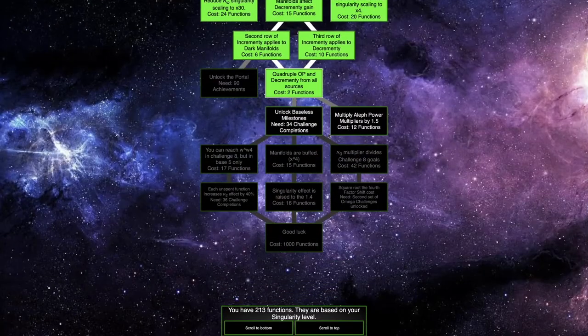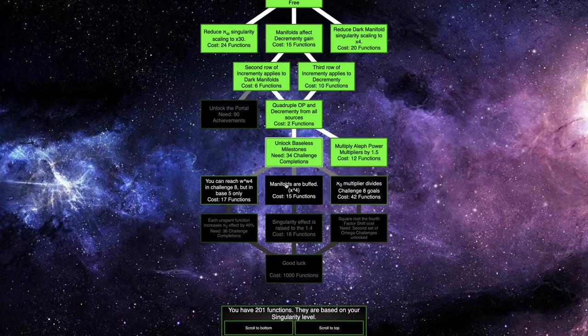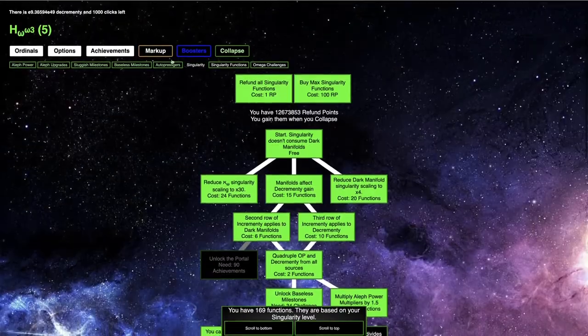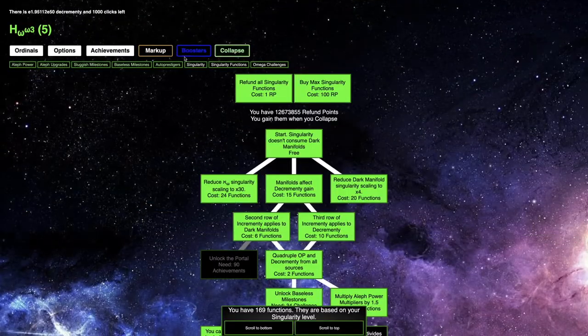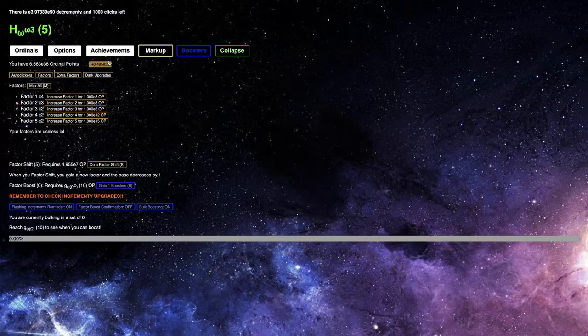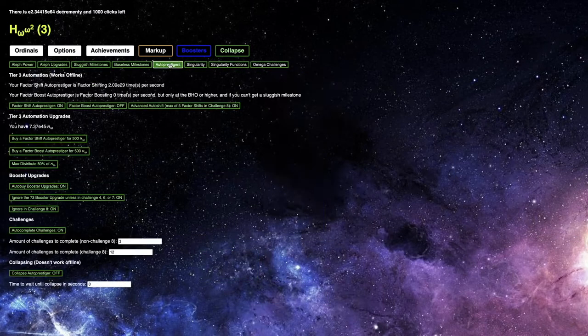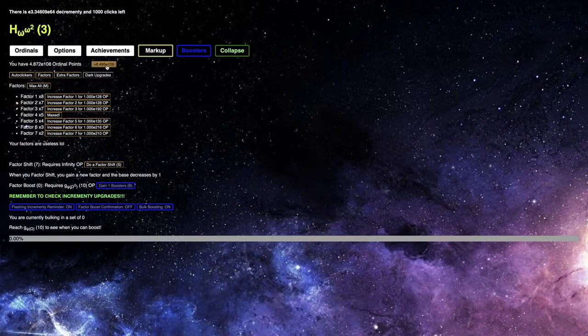So I've actually taken a look at these increment upgrades, and these are the only ones I need for this challenge. I might have already done this, but whatever. I'm at singularity level 1. I can go down to base 4, base 3, and get... again, I only use 60 decrementing for some reason.